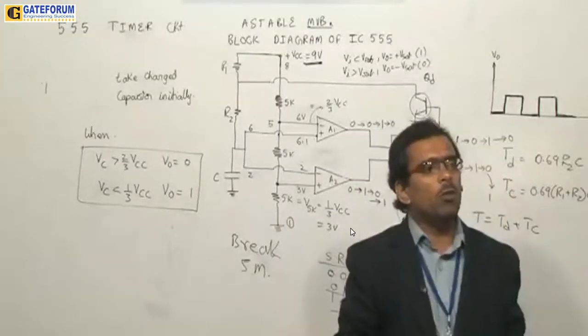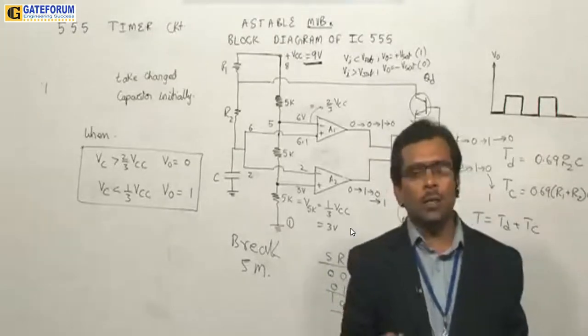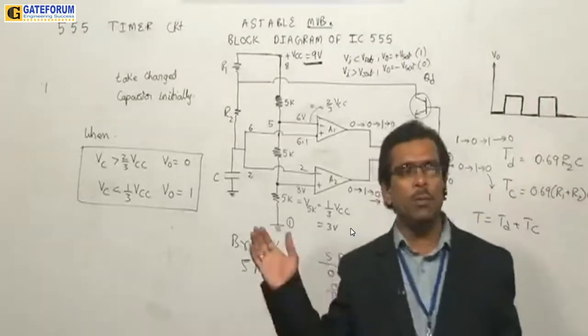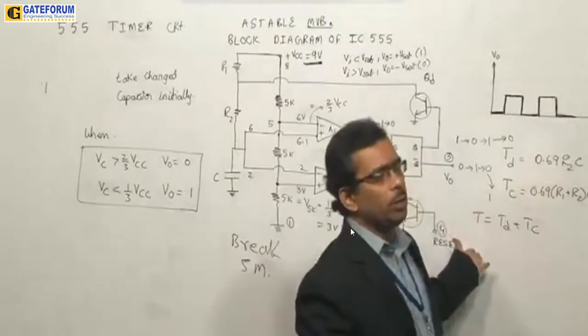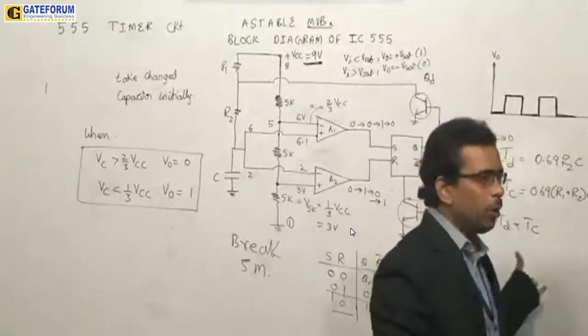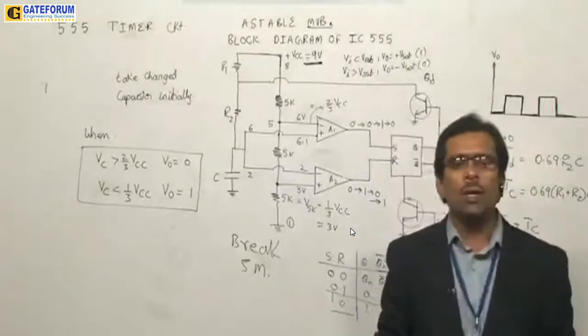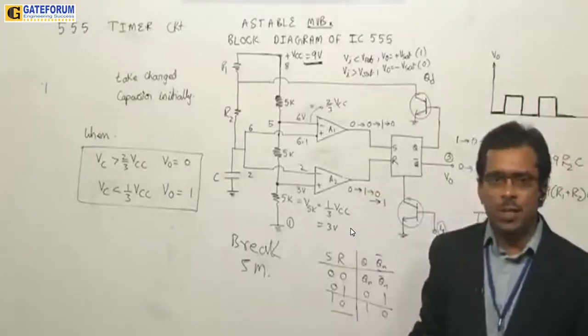Sir, what is one shot mode and free running mode in the IC 555 timer? One shot means only one pulse. That is nothing but the monostable multivibrator, what we have seen before this. And free running mode is nothing but the astable multivibrator. Rohit from Mumbai, this is the answer for your question: one shot means monostable multivibrator, and free running means astable multivibrator.